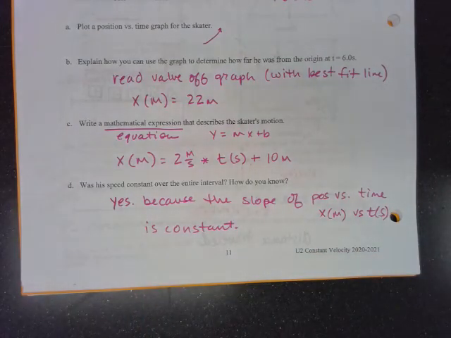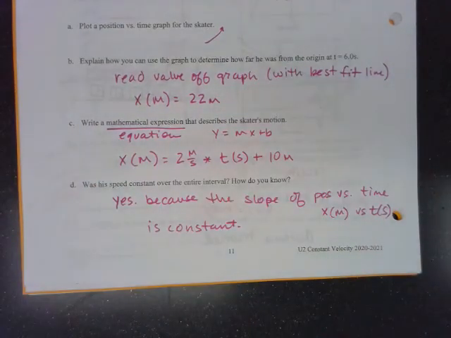We also know that he doesn't change directions, right? It would be possible for the slope to be constant and the sign to change. So his speed would stay the same, but his direction would change. That's a possibility. That's a little advanced for this page.